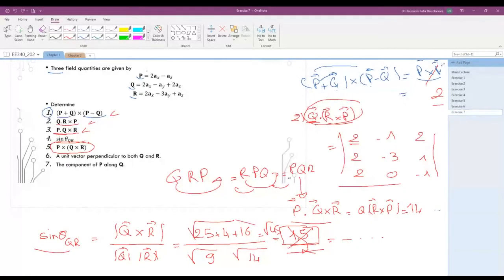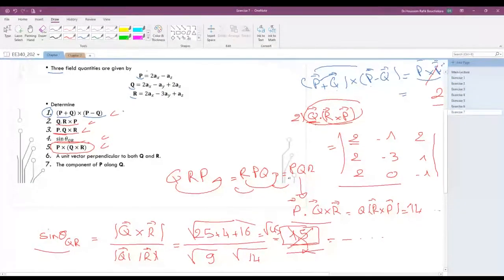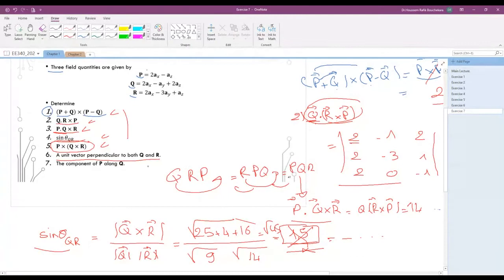Bismillah, let's start, guys. We continue what we saw last time and then we will start a new chapter inshallah. All of these questions we have answered last time. Let's solve question number 6.